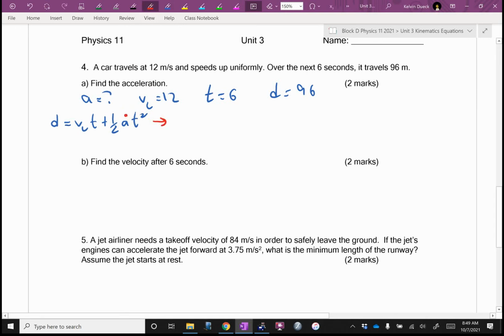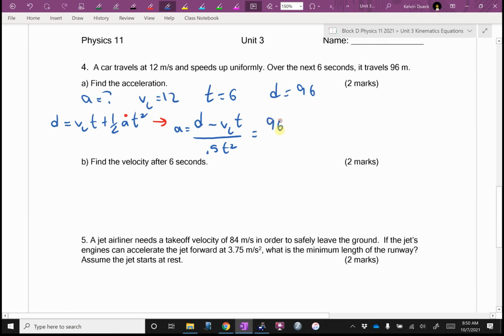Dan, how would I get the A by itself? What's going to drop down, Dan? I totally agree. Then what? Because you actually did this successfully yesterday on your sheet. Minus VIT. Keep going. Divide by 0.5 t squared. That equals A. Dan, are you going to memorize that equation? Do you need to memorize? No, we can derive these.